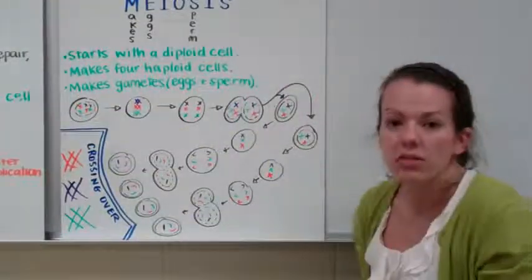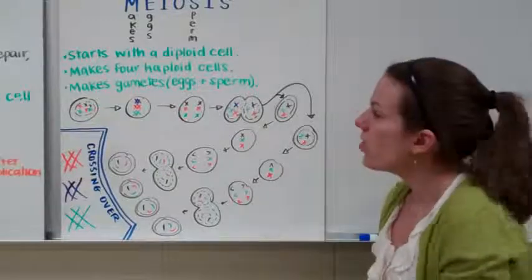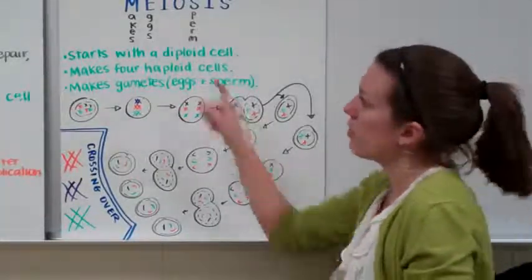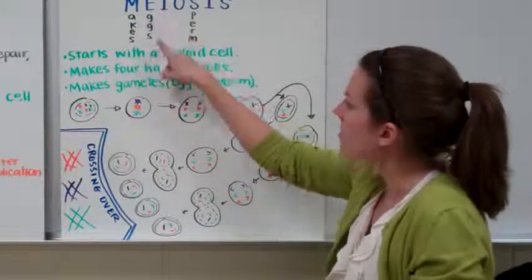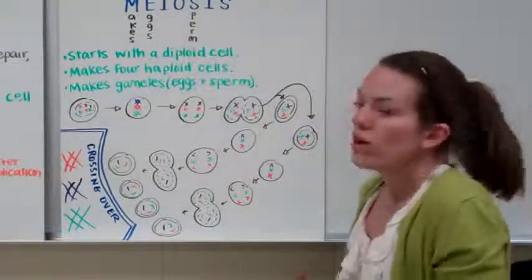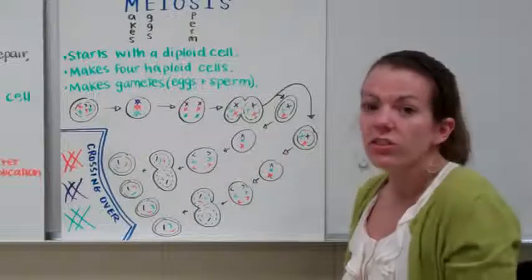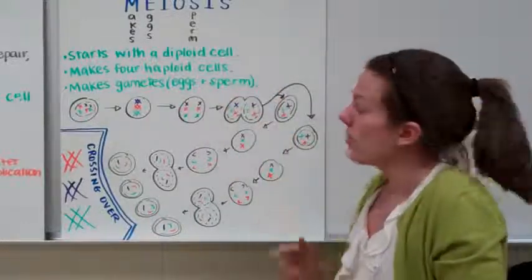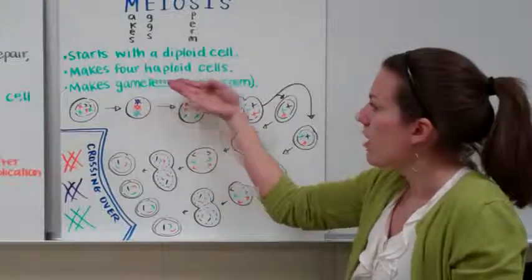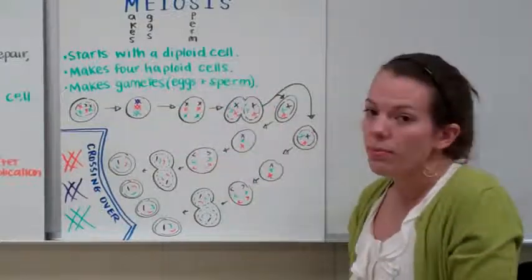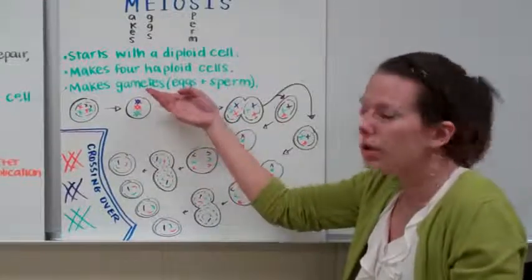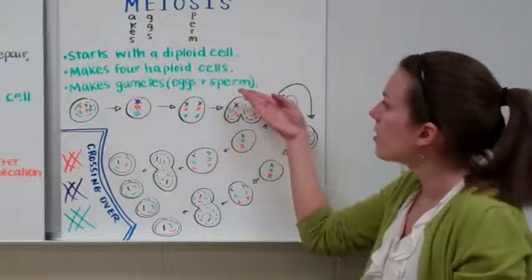Now for meiosis, the other form of cell division. Just like we labeled the letters of mitosis, we're going to label the letters of meiosis. So meiosis makes eggs and sperm. So just like mitosis, meiosis also starts with a diploid cell. Unlike mitosis, meiosis makes 4 haploid cells. Also, meiosis doesn't make body cells, it makes gametes. Gametes are a fancy word for saying eggs and sperm.